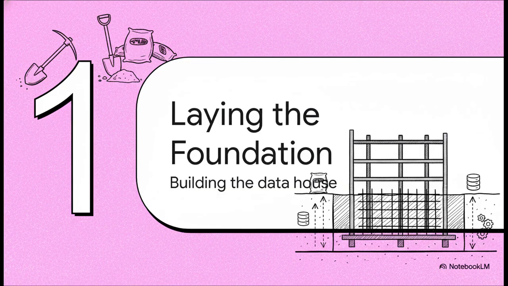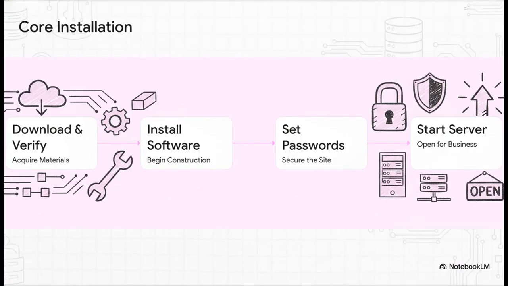Okay, so every great construction project has to start with laying that foundation. Let's walk through the very first phase of our build, just getting that initial structure up and running. You can really break this process down into 4 key steps. First, you've got to acquire your materials. That's downloading and verifying the software. Then, you begin construction by installing it. Next, and this is so important, you secure the site by setting up your passwords. And finally, you open for business by starting up the server.